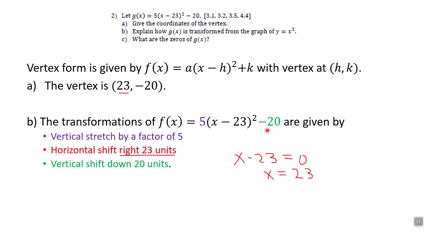All right, and the vertical shift 20 units down here in green, it's on the outside. Adding or subtracting, we're going to go either right or left or up or down. Since it's on the outside, we're going to go down. On the inside, right or left; outside, up or down. So when we multiply, it's going to be a vertical stretch or compression.